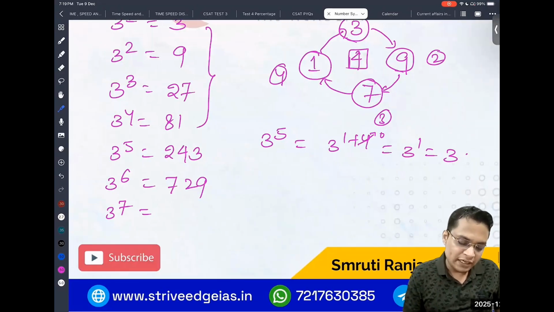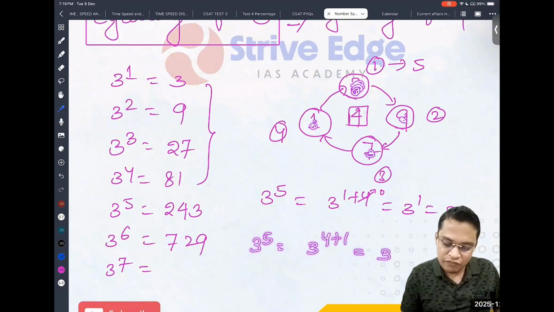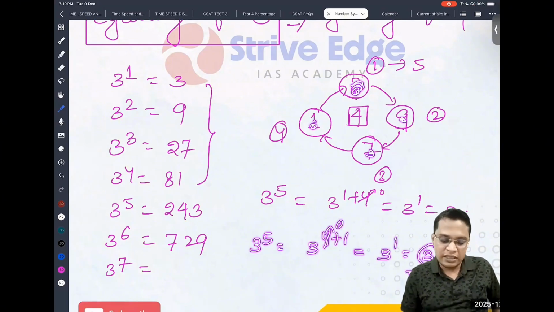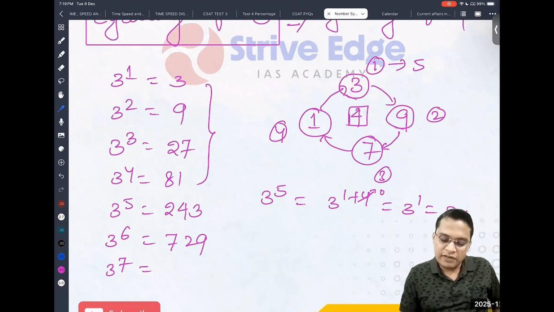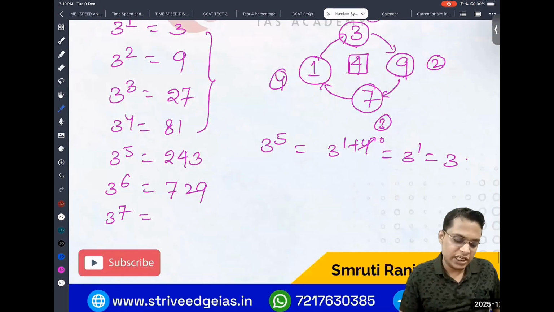So the same thing I can write as 3 to the power 5 equals 3 to the power 4 plus 1. So if you look at that, the first one is about 1, and here it is 1, 2, 3, 4, 5, so 5 is also equal to 1. That is the reason we eliminate this 4, so it is written as 3 to the power 1, so the unit digit is 3. Okay, so here the unit digit is 3. In this way you are going to solve and find the unit digit.